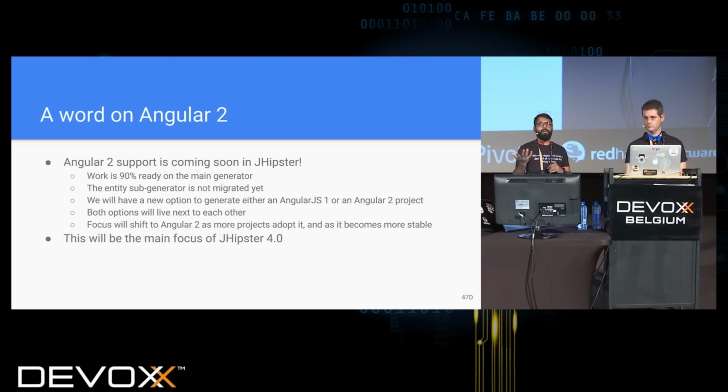So it will be an option. We'll still be supporting AngularJS 1. So AngularJS 2 will be an option, a beta option, and both will live next to each other. Once we release the beta, the focus will shift to Angular 2, to get it out of beta. So the AngularJS 1 part will be kind of frozen, except for bug fixes and important changes. So this will be mostly JHipster version 4.0.